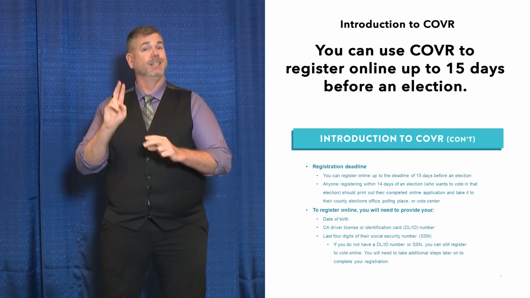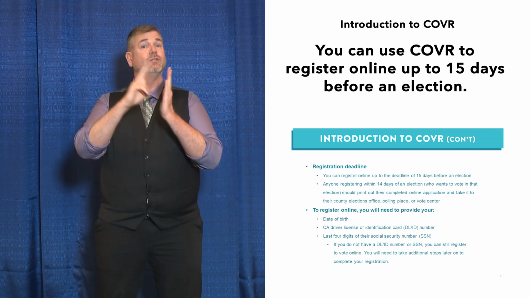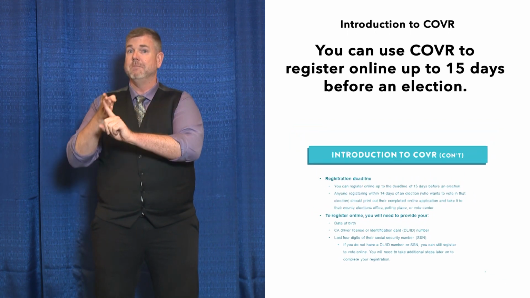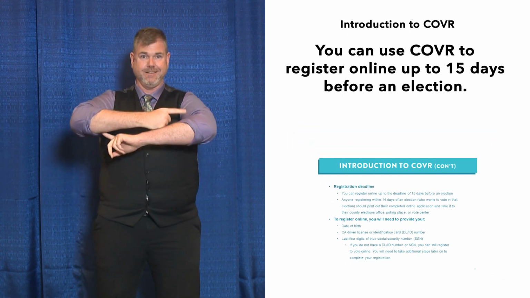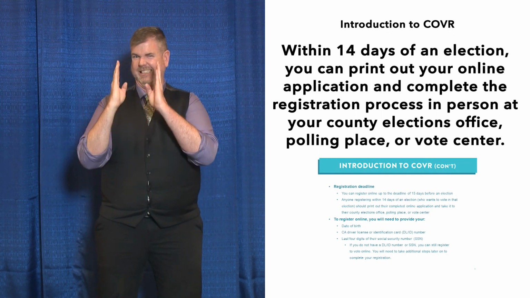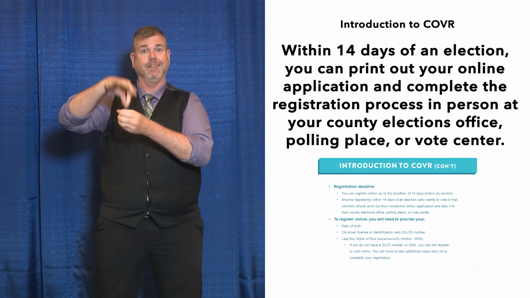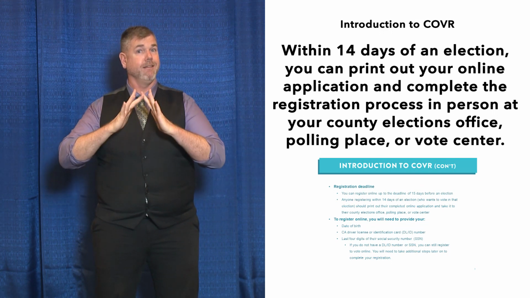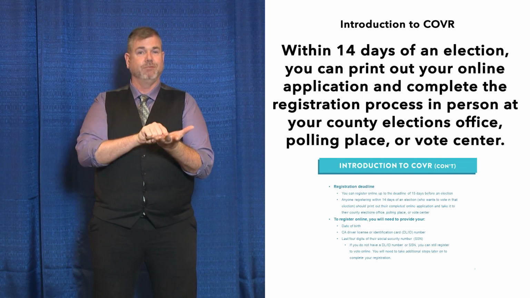You can use COVR to register online up to 15 days before an election. Within 14 days of an election, you can print out your online application and complete the registration process in person at your county elections office, polling place, or vote center.